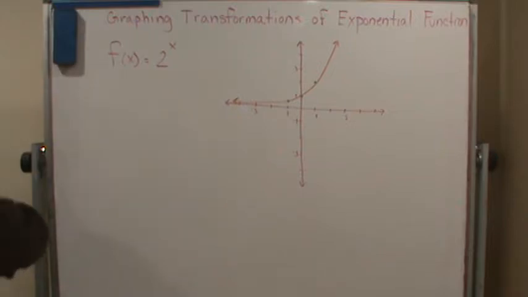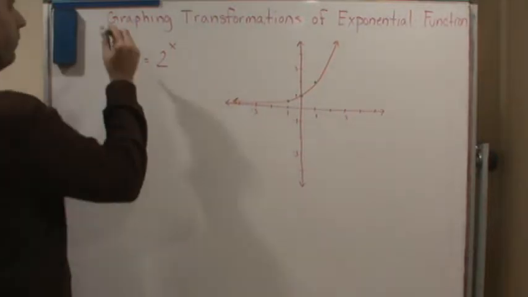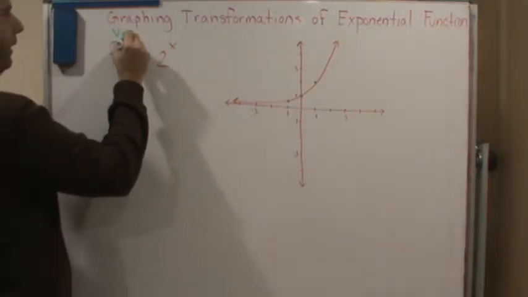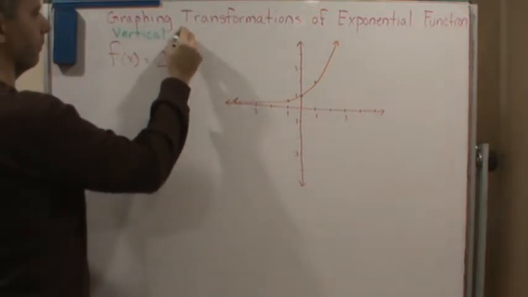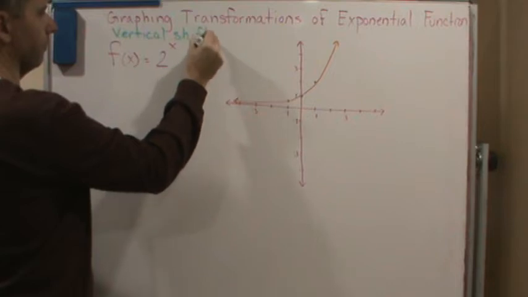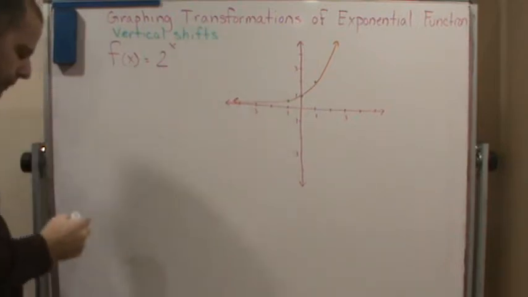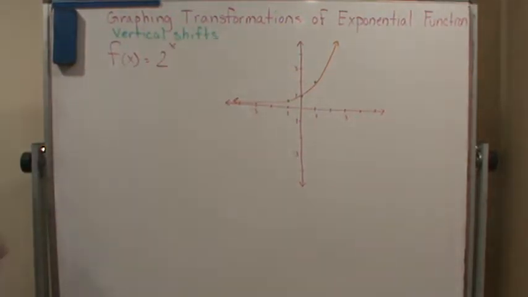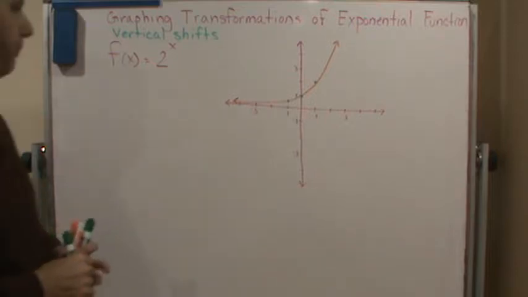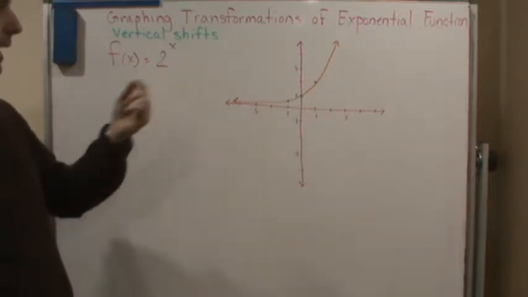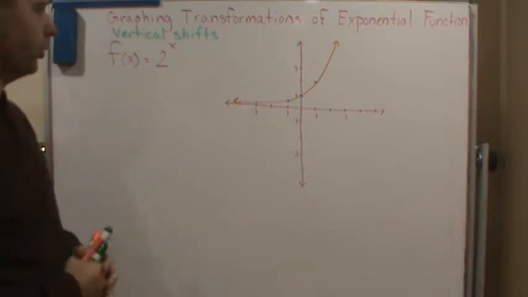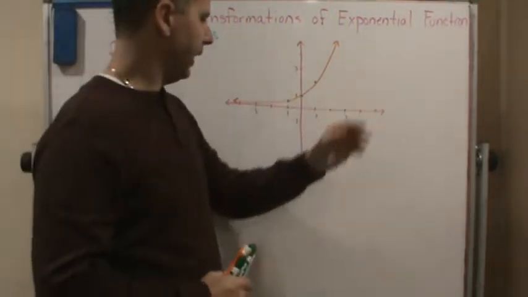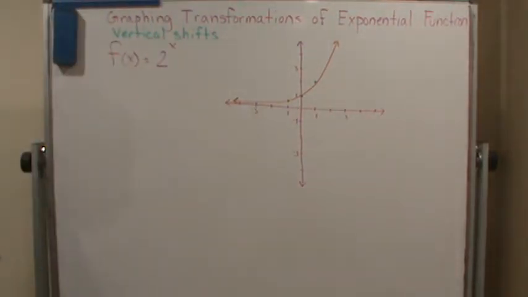Okay, for example, what we're going to talk about today is vertical shifts. That's what we're going to do today. That means we're shifting the graph up and down. Here we have the basic function 2 to the x, and here's the graph of it. A vertical shift is where it's going to move up and down.